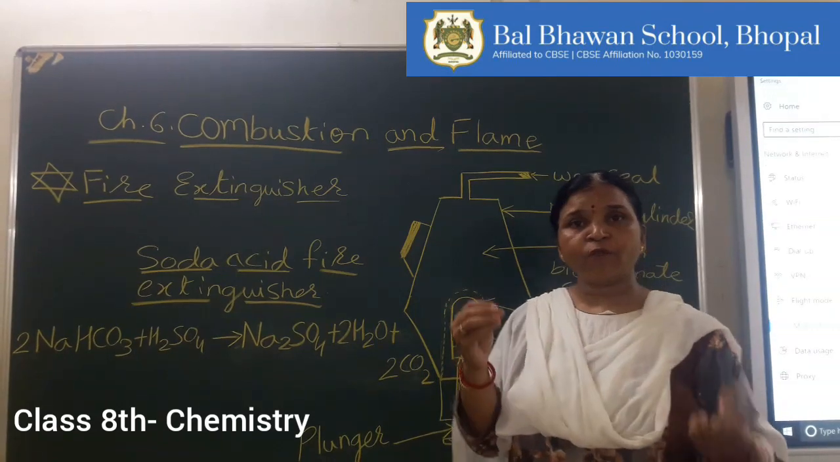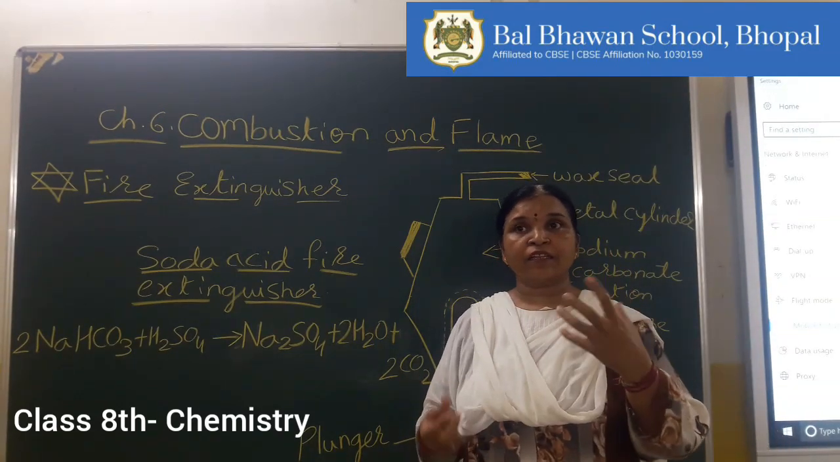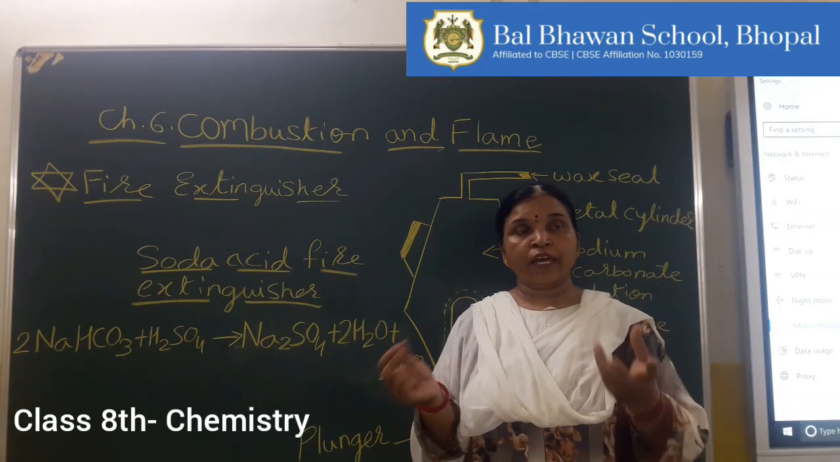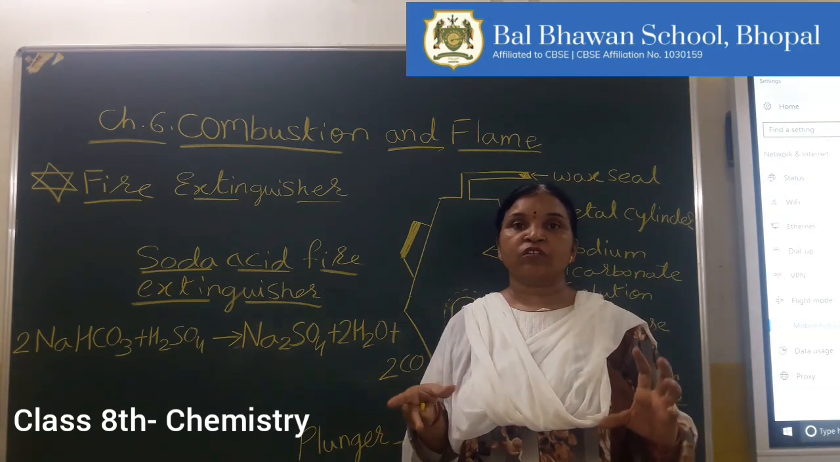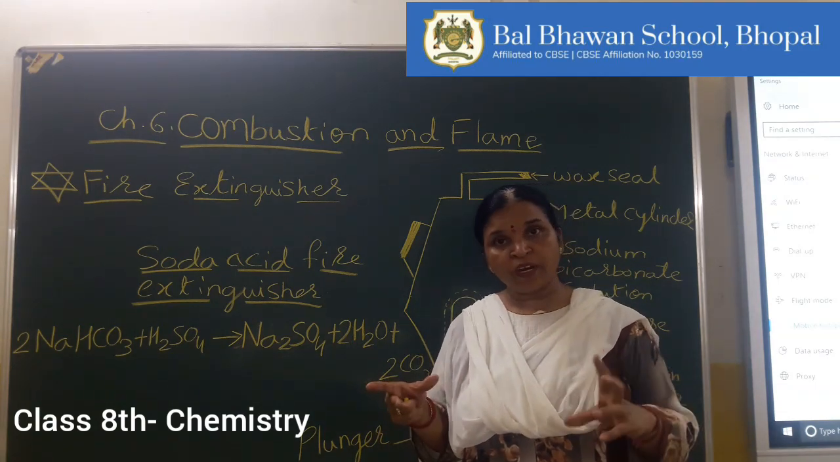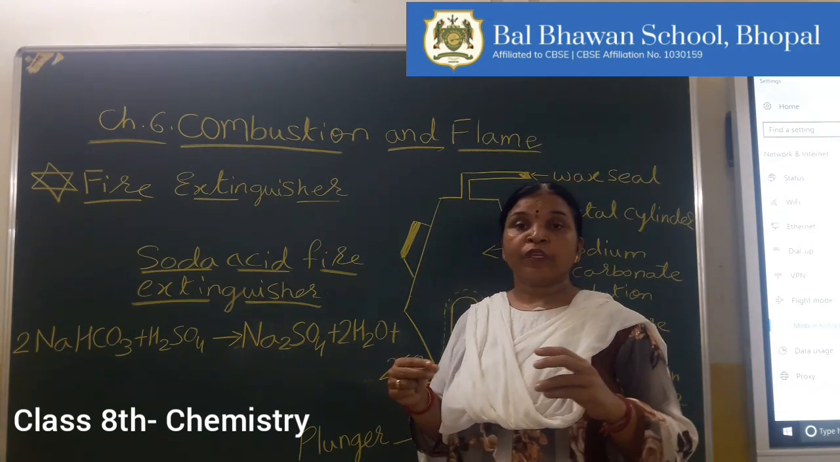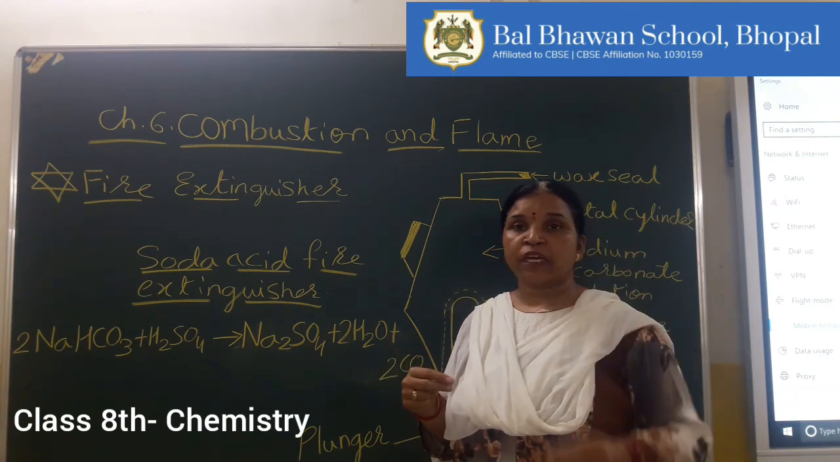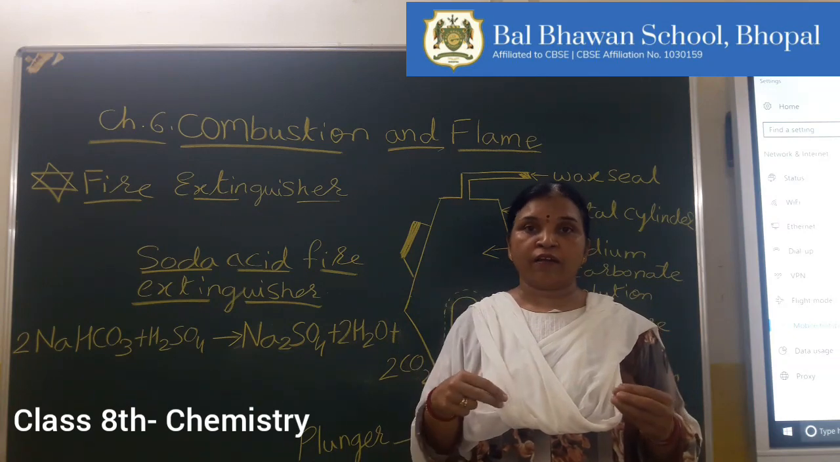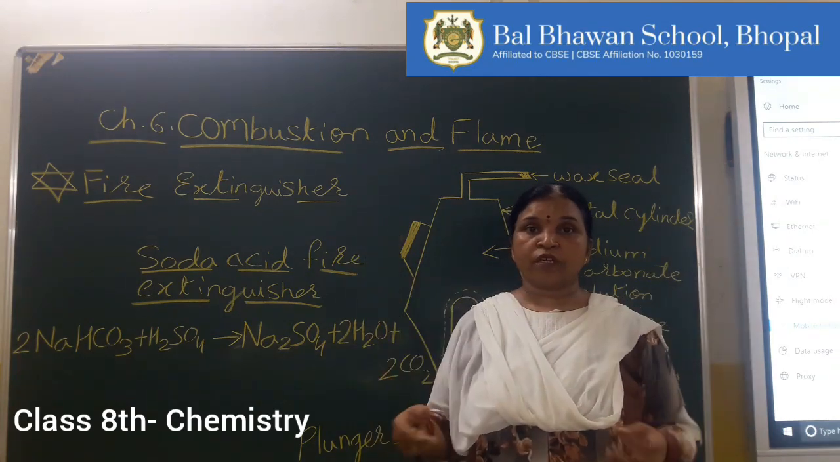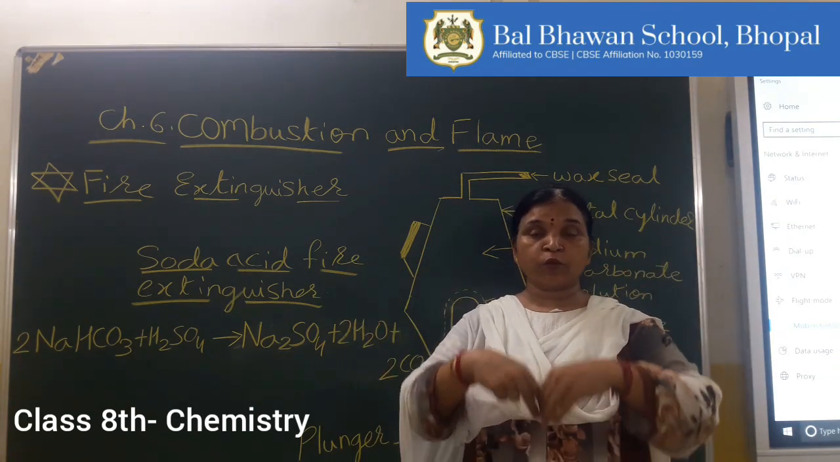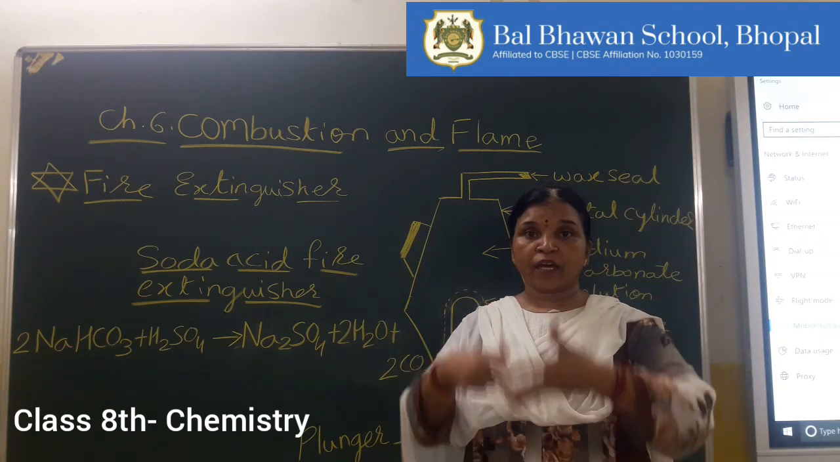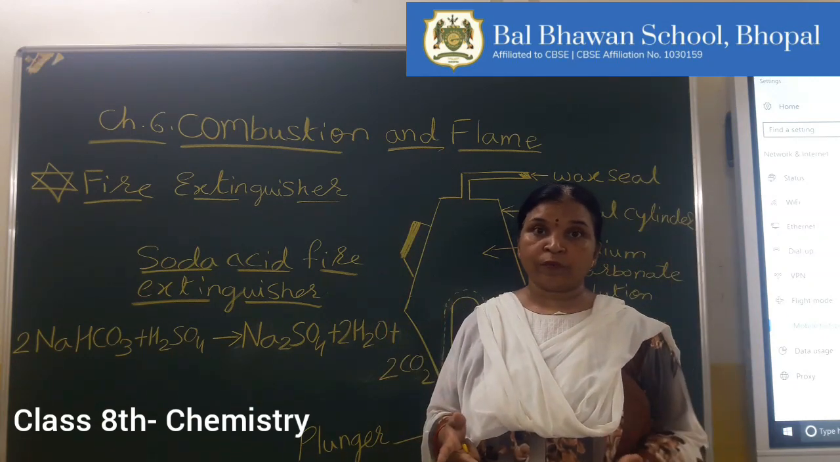You all have played this game of making an artificial volcano. Do you remember in class 4th and 5th? In that, what do we use? Yes, we use baking soda and vinegar and a little bit of detergent, and that produces the foam and the carbon dioxide gas comes out of it.